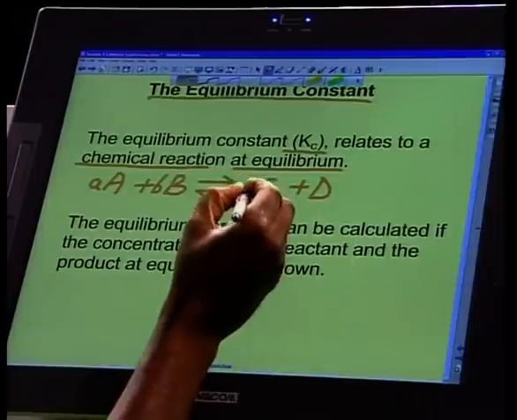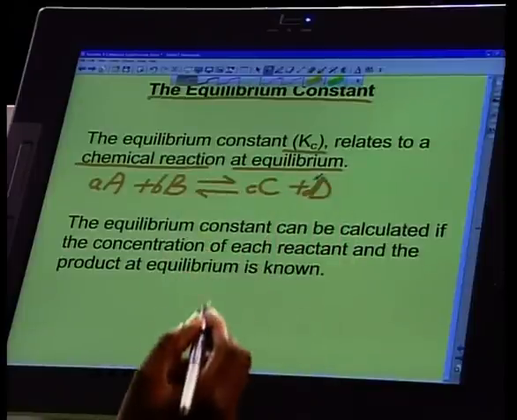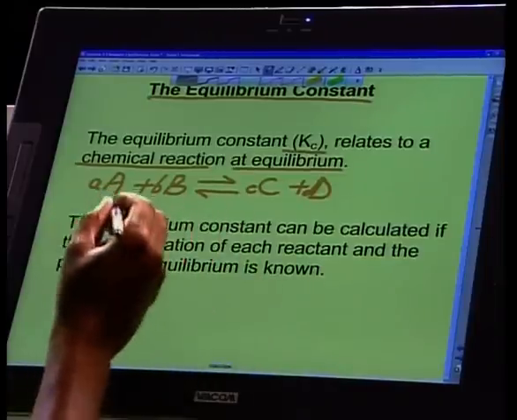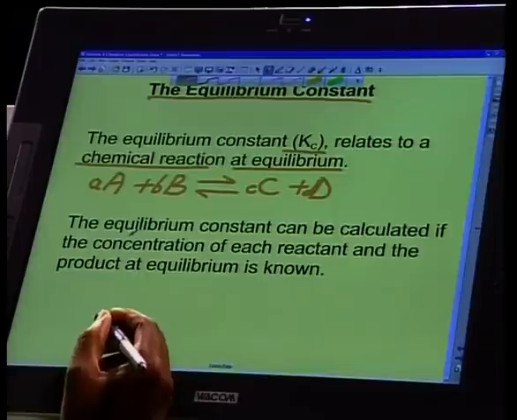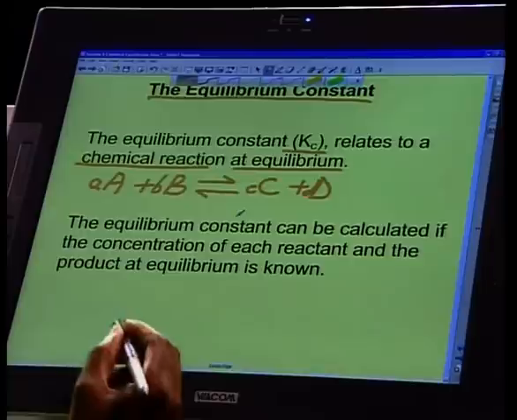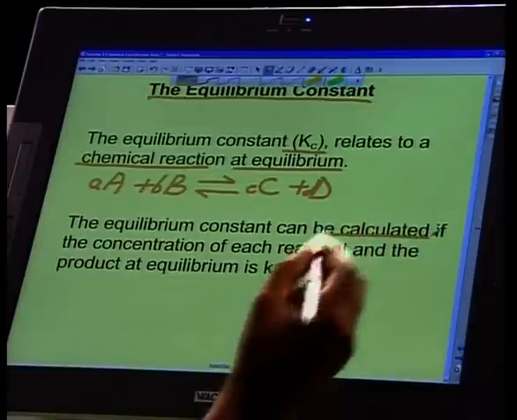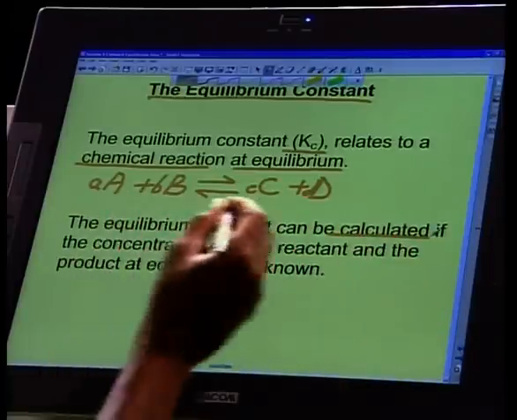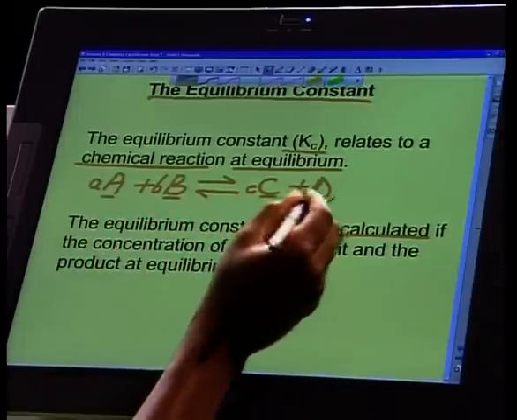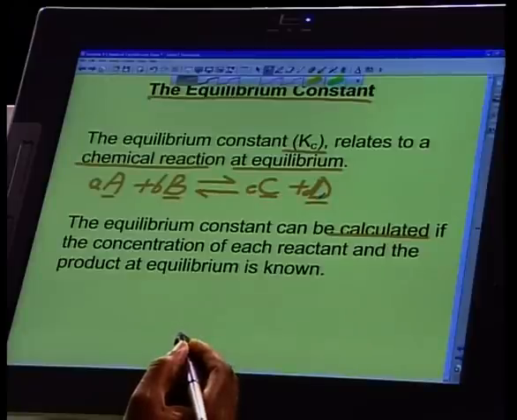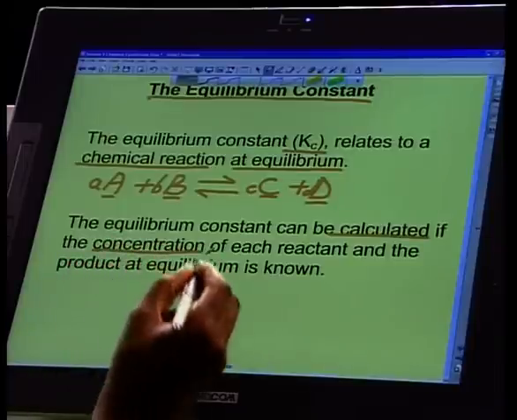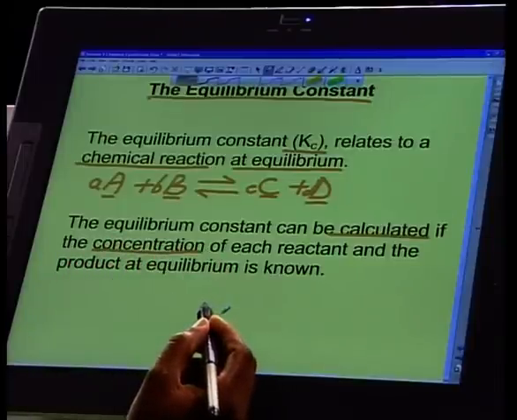The same thing for C, and the same thing for D. Okay? Now, the equilibrium constant can be calculated using that. We can calculate that equilibrium constant using this, and for us to calculate it, we need to know the concentrations of our chemicals, which will be A, B, C, and D. So we need to know the concentrations of A, B, C, and D.